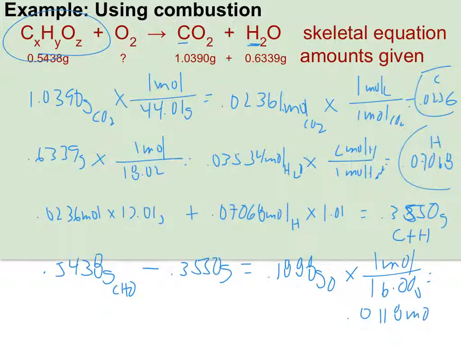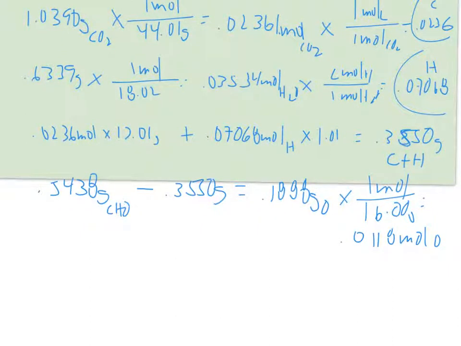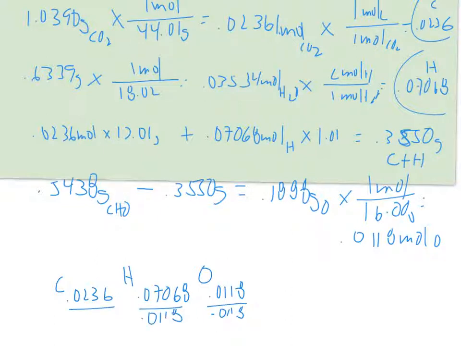I'm going to come up with 0.0118 moles of oxygen. So let me slide this down a little bit, see if I can keep my notes on here. So now I have carbon 0.0236, hydrogen 0.07068, and oxygen 0.0118. And if I divide each of these by my smallest amount, I should come up with my empirical formula. And when I do that, the C comes up to 2, very darn close. The H comes up to like 5.96, so I can round it to 6. And then the O, of course, would be just 1.